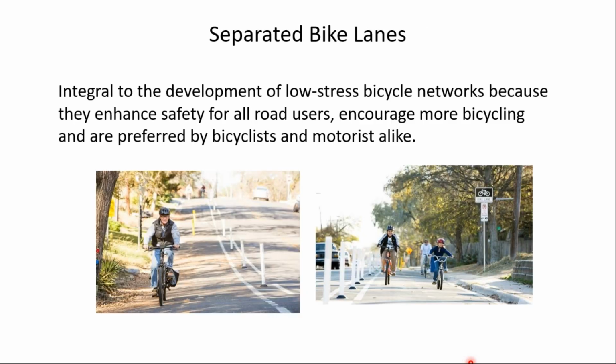Separated bike lanes, I think, are regarded very highly by users. They're considered to be part of a low stress bike network because of the separation. Here you can see an older user as well as some younger users out enjoying the facility, a low stress facility. And you can see both of these use the vertical flexible delineator posts as the buffer.